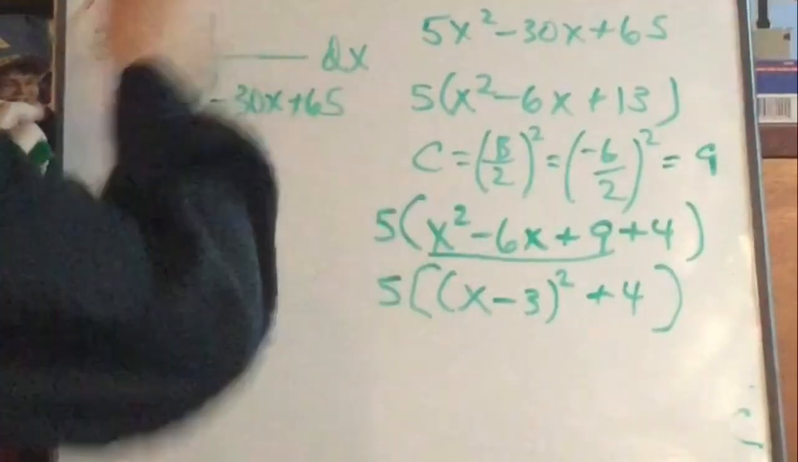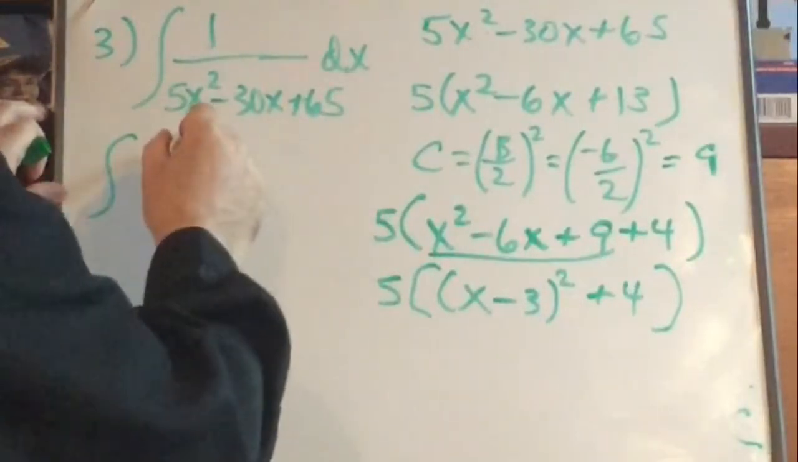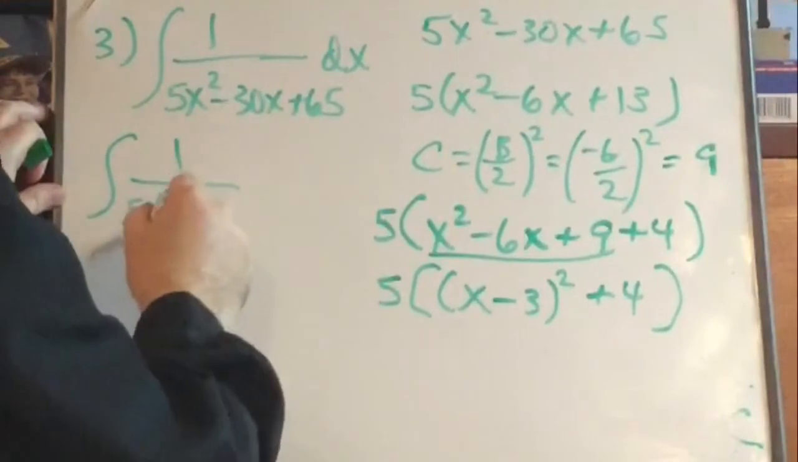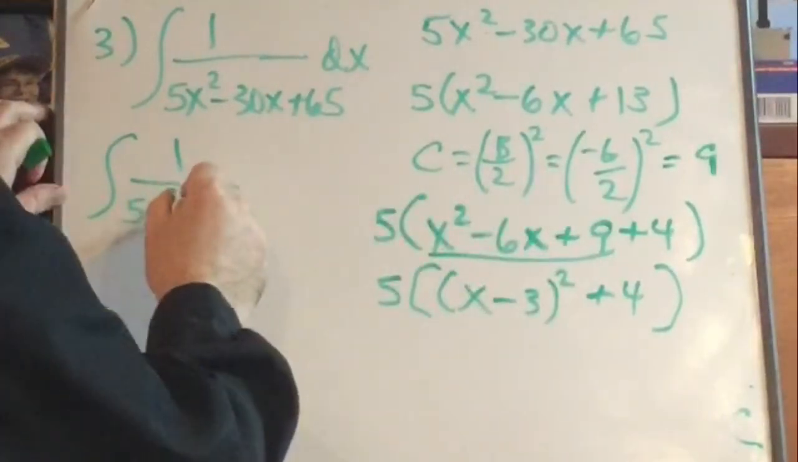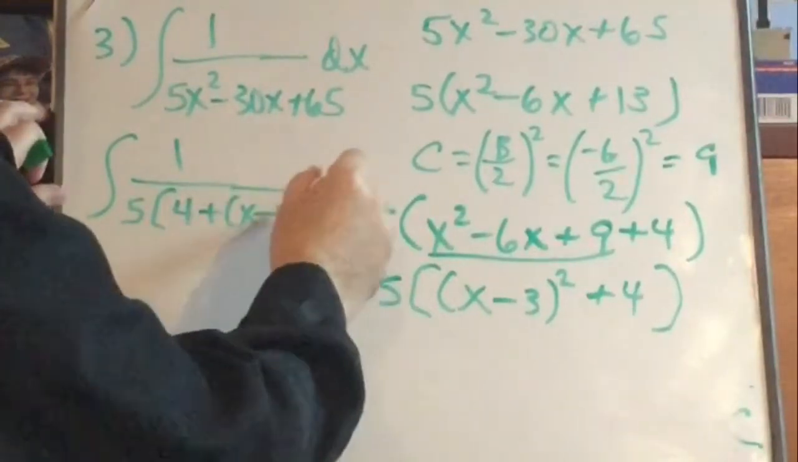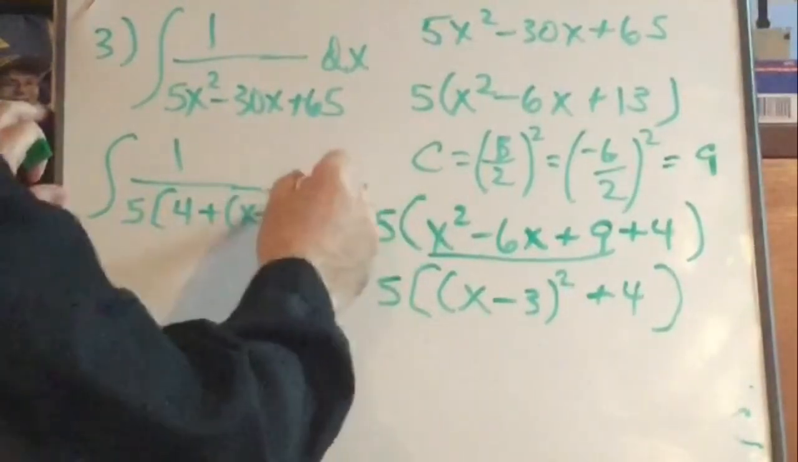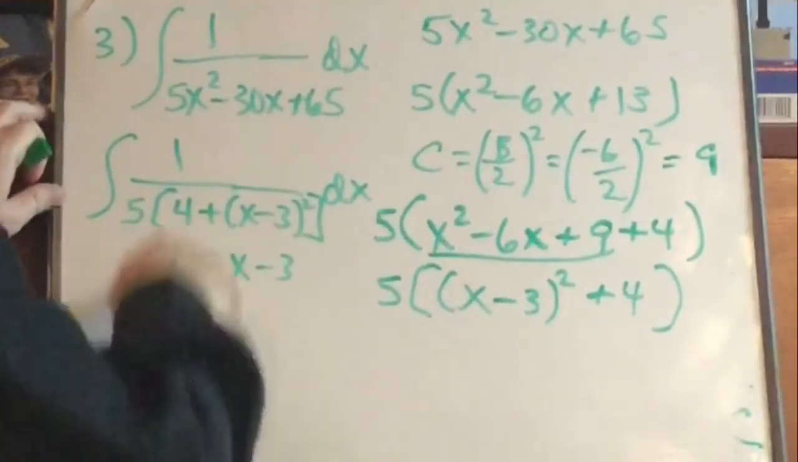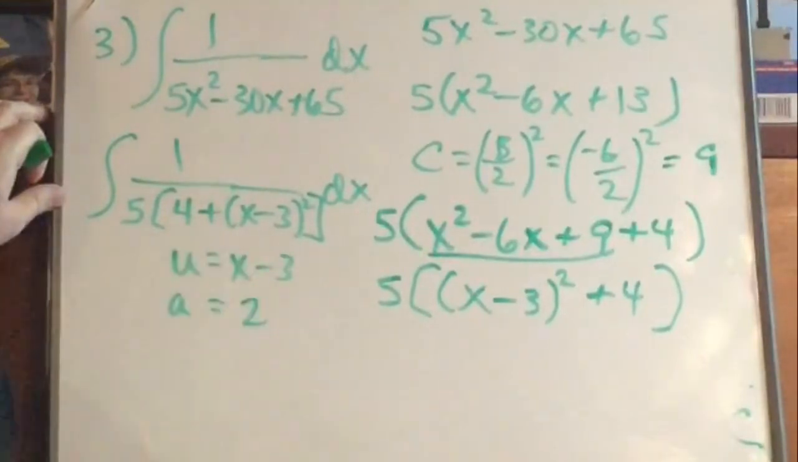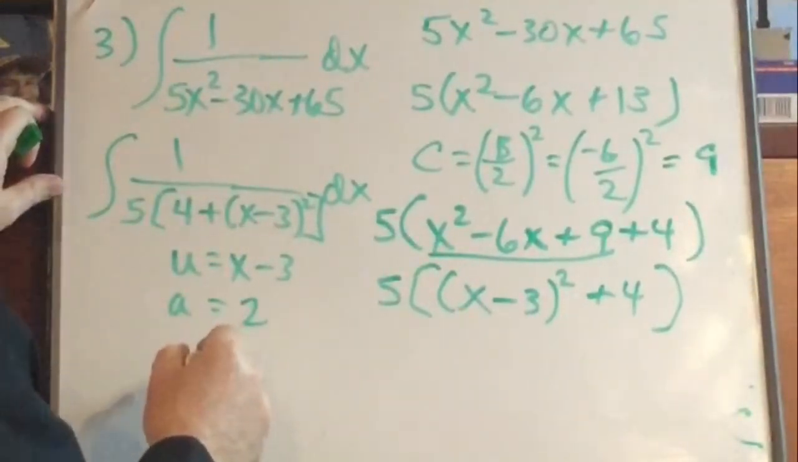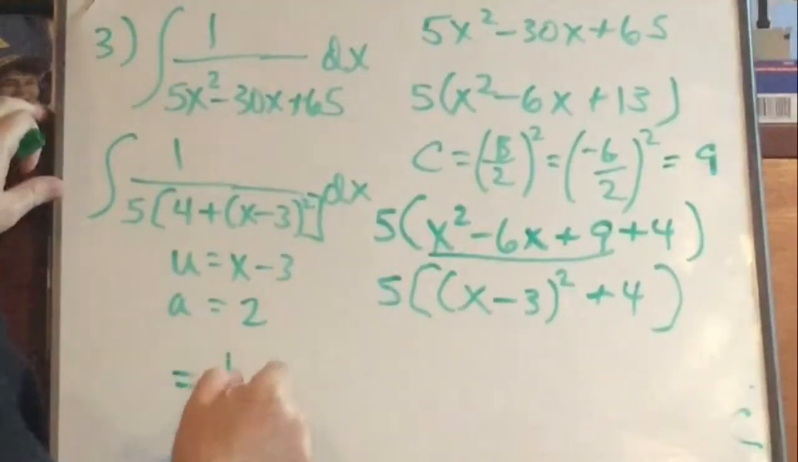So when I now rewrite my original integral, I now have 1 over 5 times, and I'm going to reverse this once again so that it fits the form, 4 plus x minus 3 quantity squared dx. My u in this case is x minus 3. My a value is what I square to get 4, which would be 2. And I still have this 1 over 5 that I need to factor out in front, so I'm going to end up with an answer of 1 over 5.